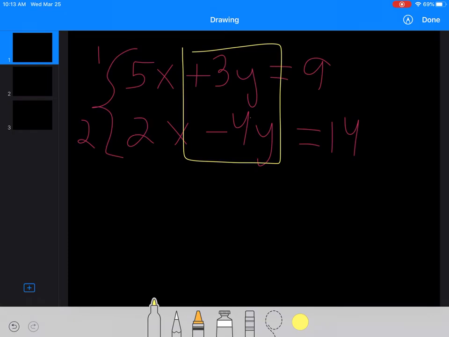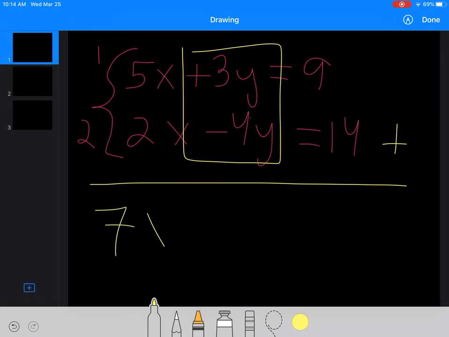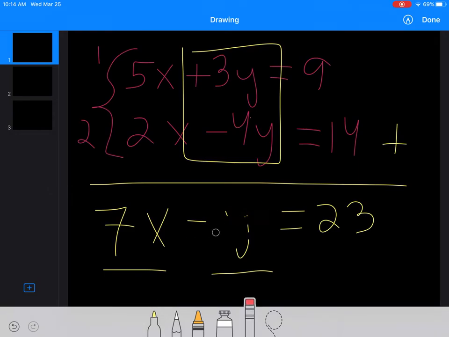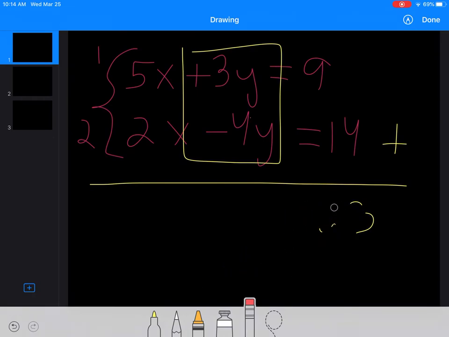So if I just added these equations right now, this is what we would get: 7x minus y equals 23. So nothing was eliminated there. I still have an x, I still have a y. So that's not going to work. So what we need to do is still add the equations together, but we have to change up the equations a little bit.